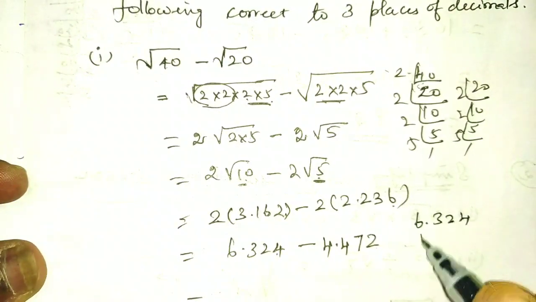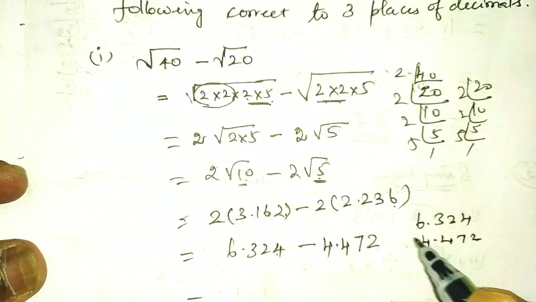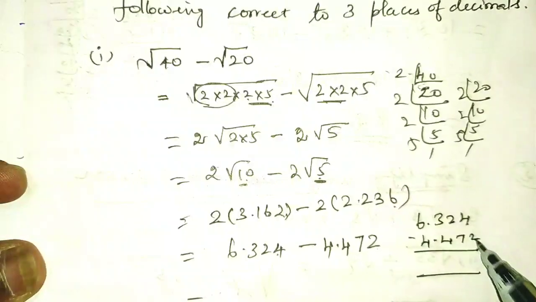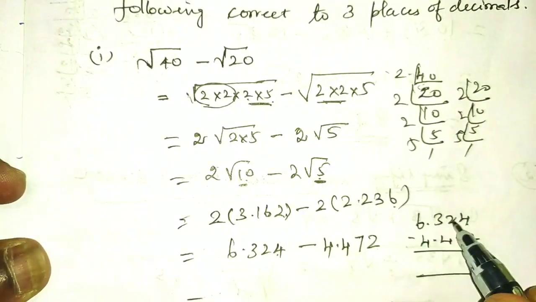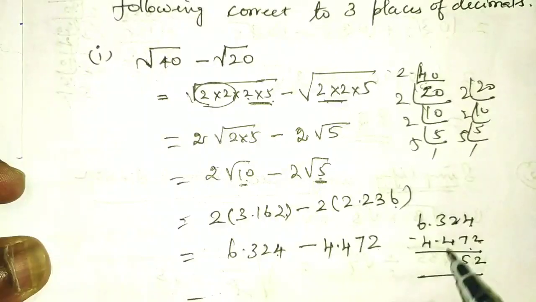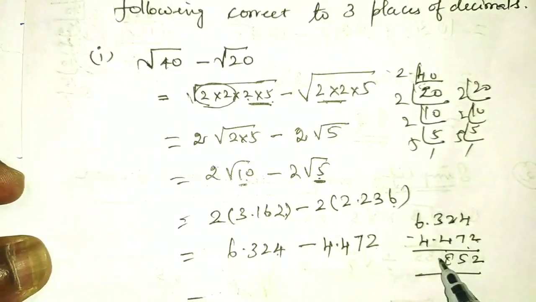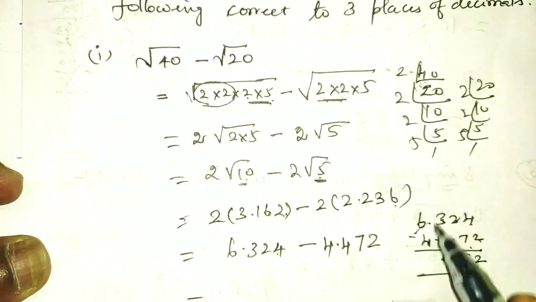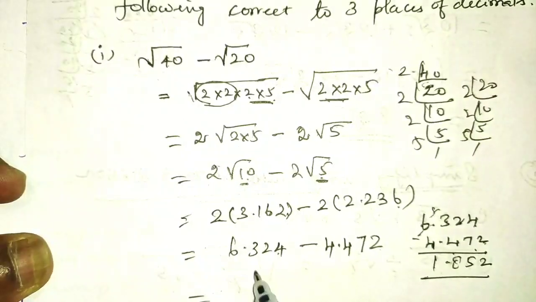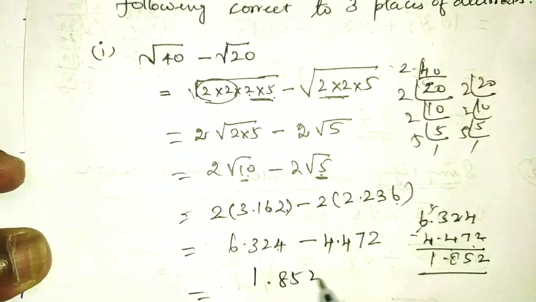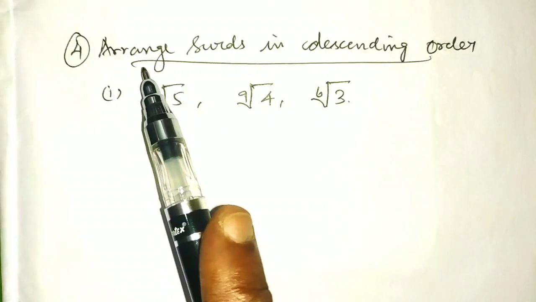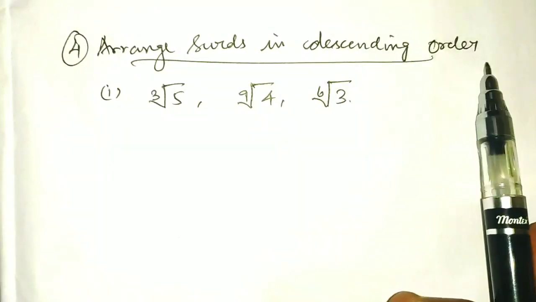If we subtract this 6.324 with 4.472, you will get 4 minus 2 gives 2, 12 minus 7 gives 5, 12 minus 4 gives 8, and 5 minus 4 gives 1. So answer is 1.852.